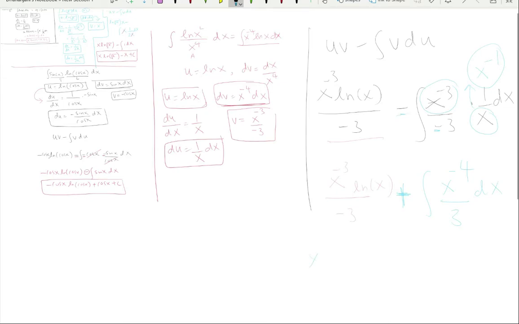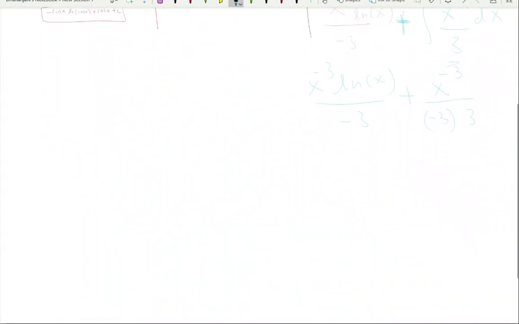Now if you integrate that x to the negative 4, you get x to the negative 4 plus 1, which is negative 3, and you divide by another negative 3, and with this 3, there's another 3 on the bottom originally, here. Now plus c, so what we get is x to the negative 3 natural log x over negative 3. Here, 3 times 3 is 9, it's multiplication between them, not addition. Okay, so this is the solution.